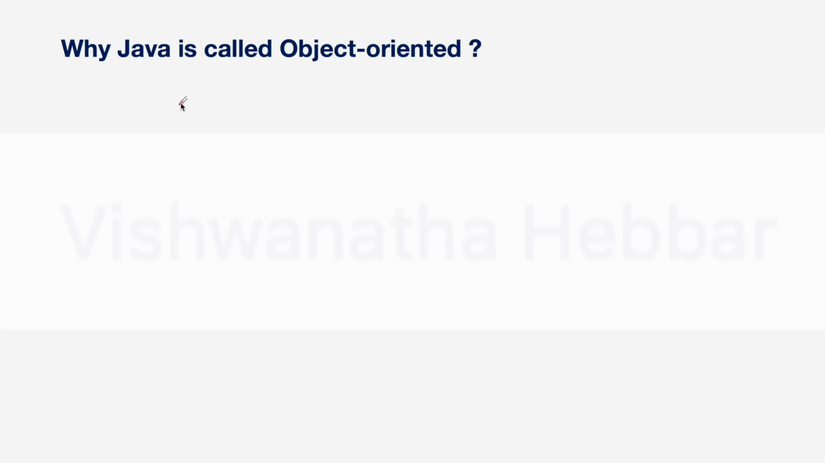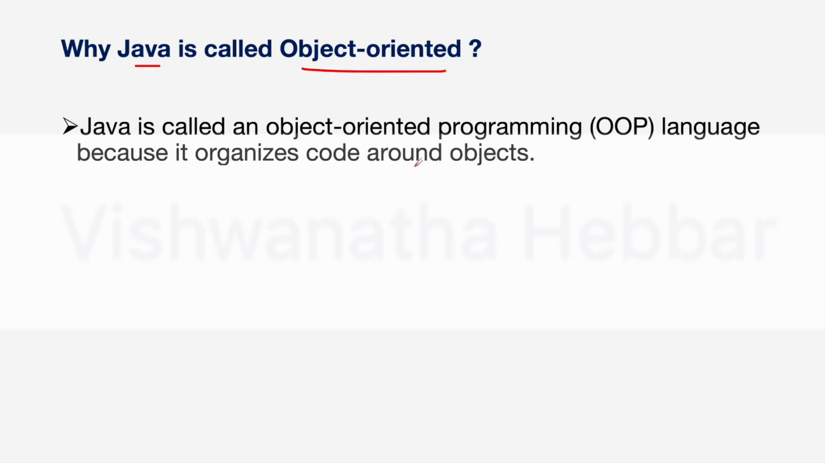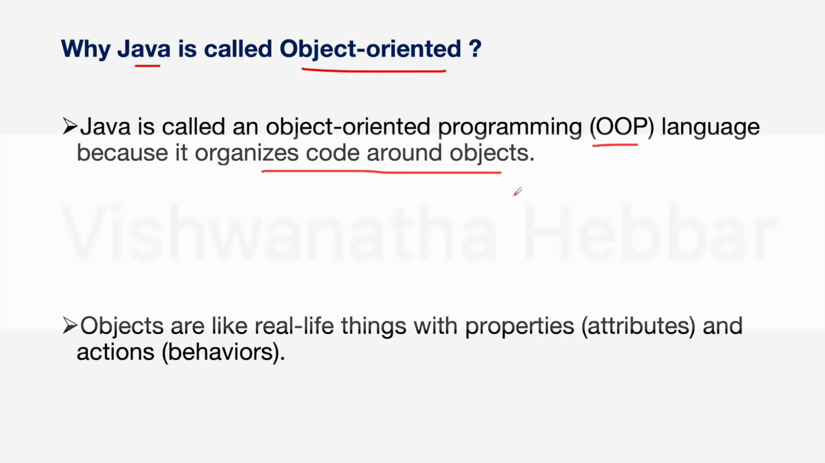Hello, welcome. Let us understand why Java is called object-oriented programming language. Java is called object-oriented programming language because it organizes the code around the objects. Objects are like real life things which have properties or attributes and actions or behaviors. Let us understand this with an example.